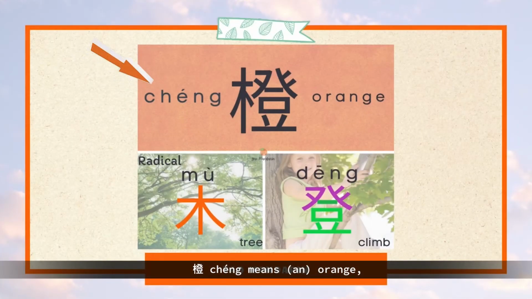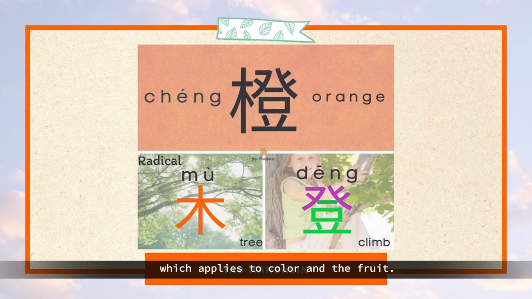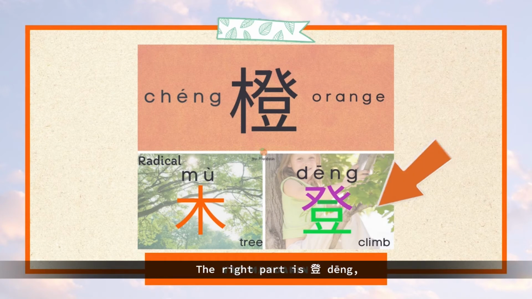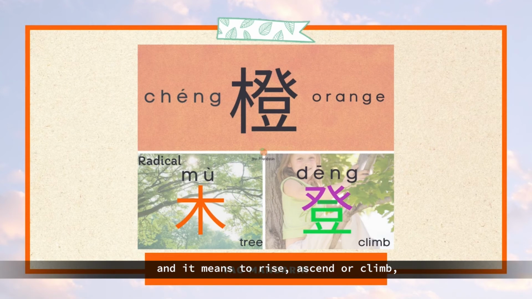橙 means orange, which applies to the color and the fruit. The left part is the radical, 木. It's a tree or wood. As we know, oranges grow on trees. The right part is 登. It means to rise, ascend, or climb, relating to going up.